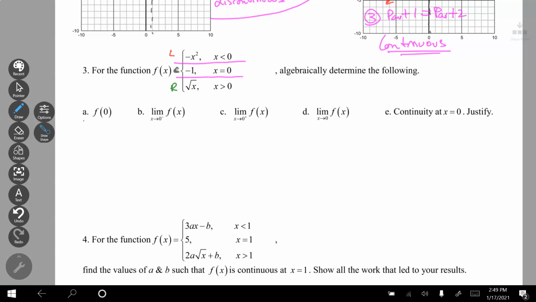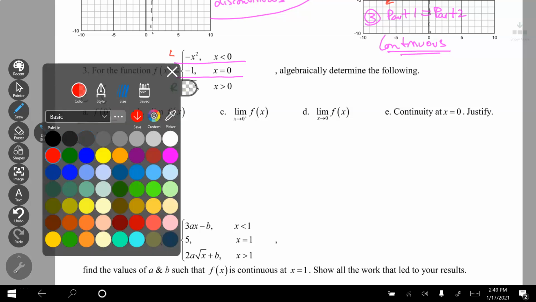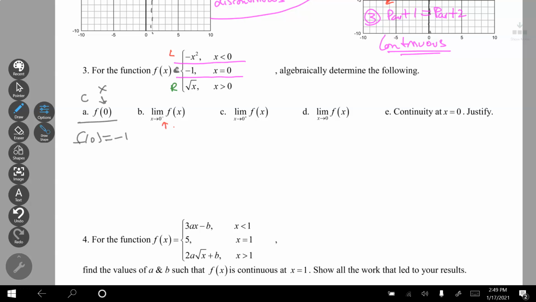So part 1 is right here. F of 1 means when x equals 1, I'm using that center part of the graph, and f of 1 is equal to negative 1 according to the center part. This little negative sign says from the left part. So I have to use the left part, and I'm going to plug 0 in here. So f of 0 from the left is equal to negative of 0 squared. Well, that is just equal to 0.